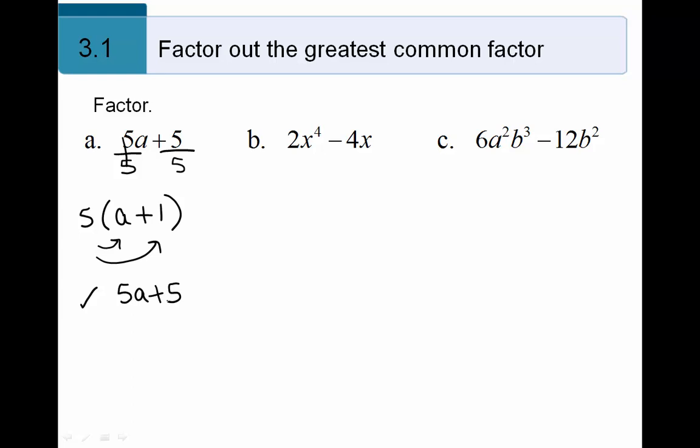Look at the next example. We have 2x to the fourth minus 4x. We're factoring this now. What is the greatest common factor of 2x to the fourth and 4x? And that would be 2x. And then we'll divide each of these by 2x. 2x to the fourth divided by 2x is x cubed, minus 4x divided by 2x is 2.